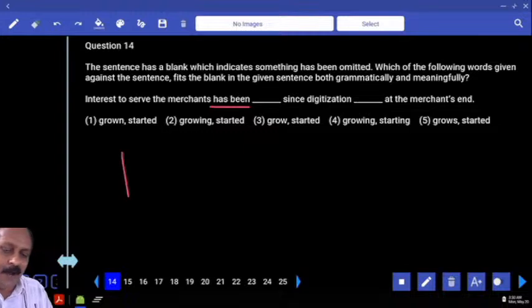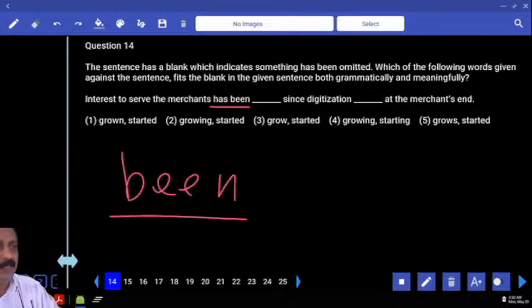Usually students think, I don't know why, whenever they see the word been, they think of passive voice. Need not be. She has been our student for 2 months. Present perfect active voice. And you have to think of present perfect continuous active voice. How long have I been teaching you people? I have been teaching for the last 20 minutes. I have been teaching since 2 o'clock. Am I right? Which tense is this? I have been teaching. Present perfect continuous. There is a possibility. Now let us check. Interest to serve the merchants, and in passive voice also you can use been.